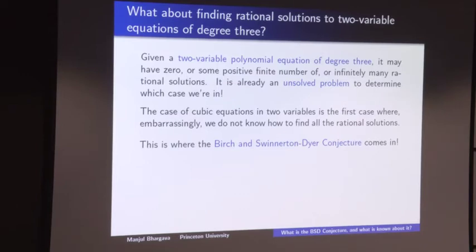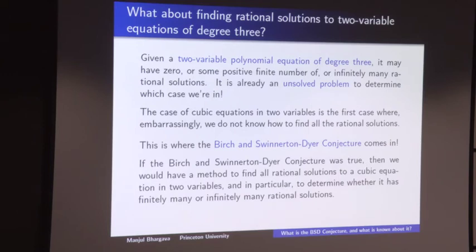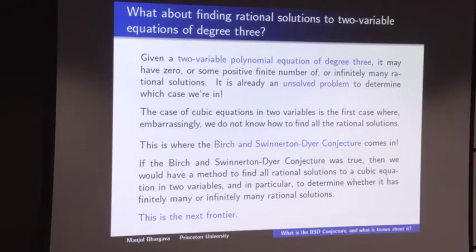And this is exactly where the Birch and Swinnerton-Dyer conjecture comes in. All the previous cases we know how to do explicitly. This is the first case where we really don't know what's going on. But the Birch and Swinnerton-Dyer conjecture does tell us what's going on in that case. If the conjecture was true, then we would have a method to find all rational solutions to a cubic equation in two variables. And in particular, it allows us to determine whether there were finitely many or infinitely many solutions. So this really is the next frontier for number theorists. We understand up to degree two equations, and degree three equations is a huge mystery. The case of degree three equations in two variables is the most fundamental next case, and that's what the Birch and Swinnerton-Dyer conjecture addresses.